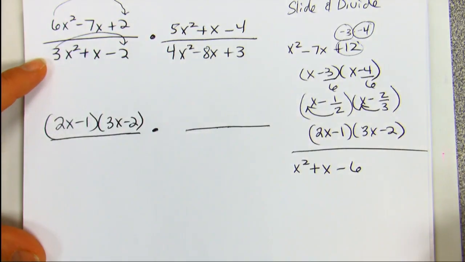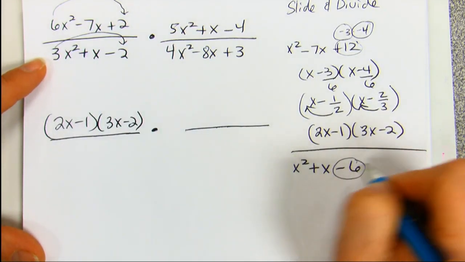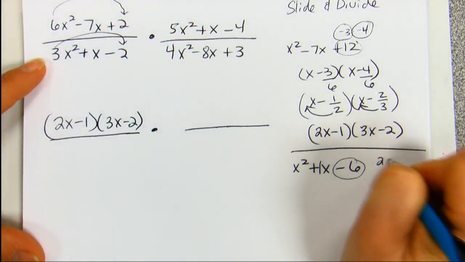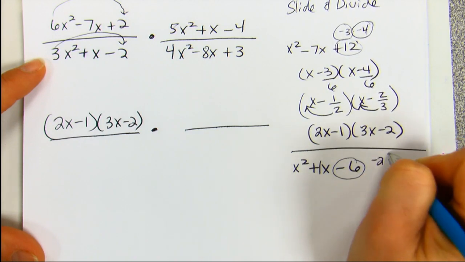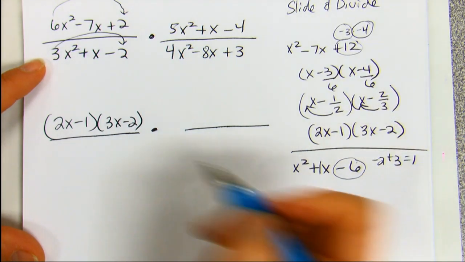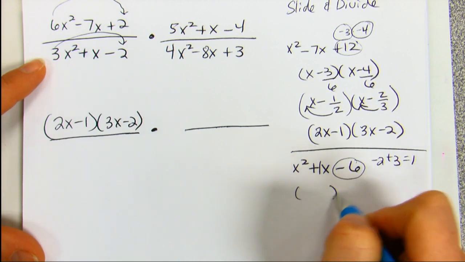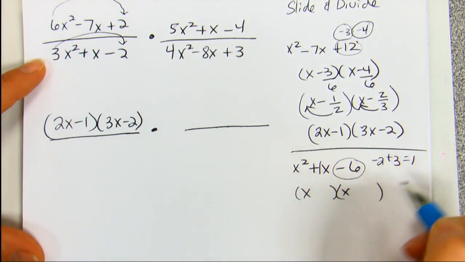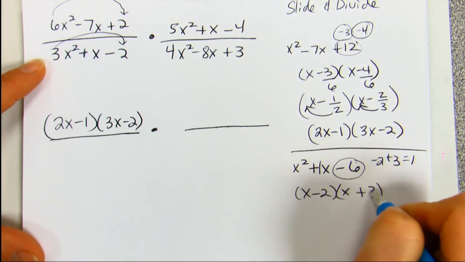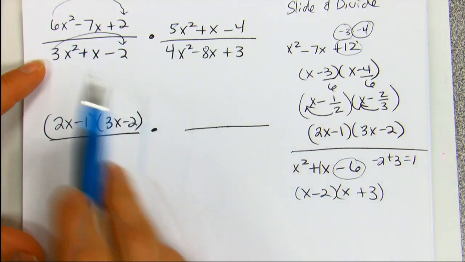3 times 2 is 6. Using opposite signs, I could make an understood 1. 2 times 3 is 6. If I had a negative 2 and a positive 3, that would make 1. So I'm going to split my factors apart, x and x, right? And then we get to plug in minus 2 plus 3. So we factored this temporary polynomial.